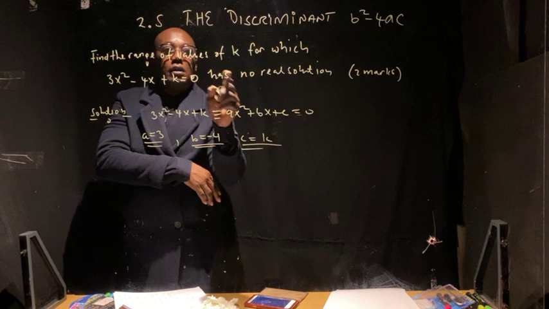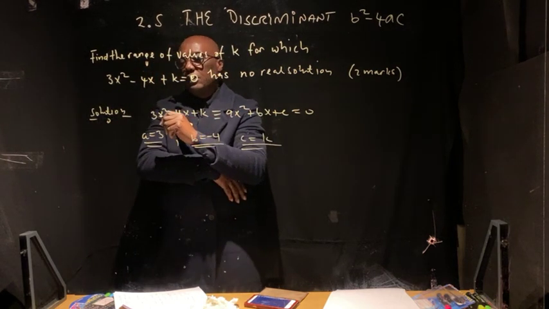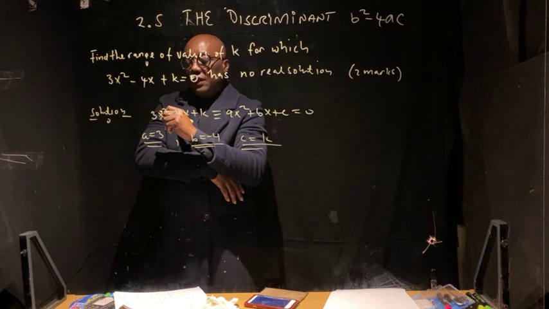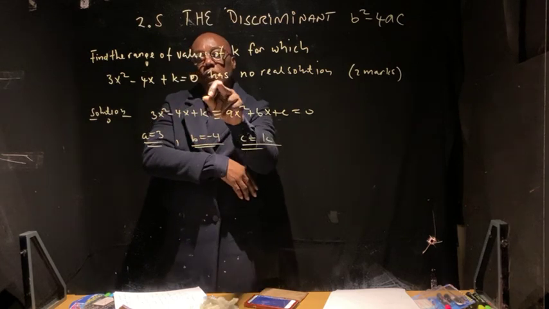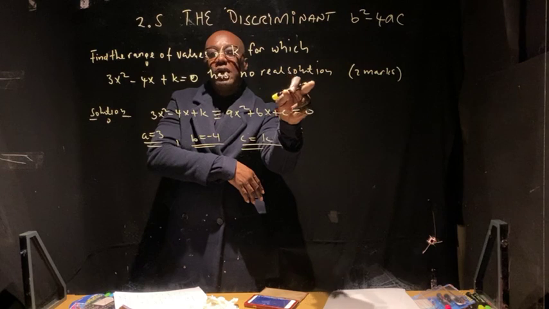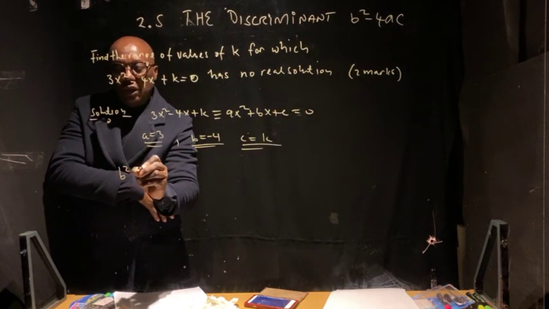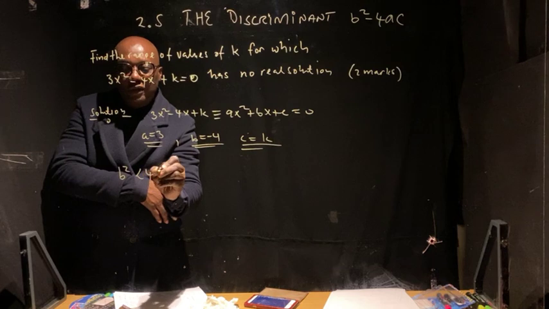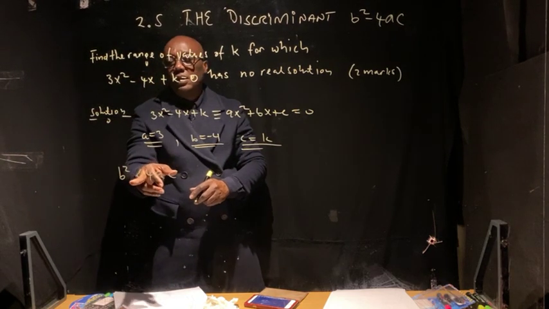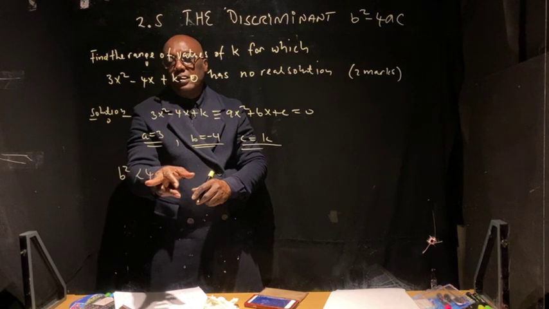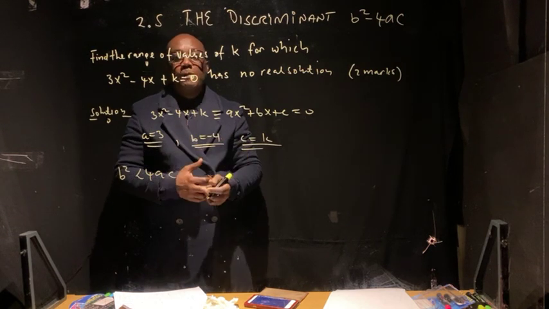Then it says has no real solution. The most feasible discriminant that responds to this requirement is this one. Has no real solution: b squared is less than 4ac. A discriminant like this indicates that there's no real solution for the given function.